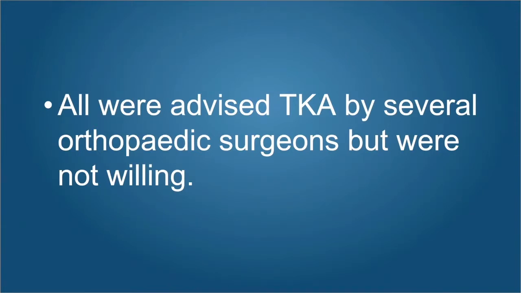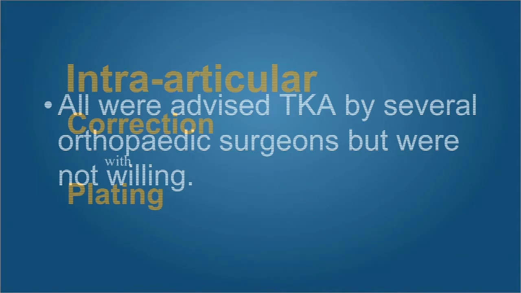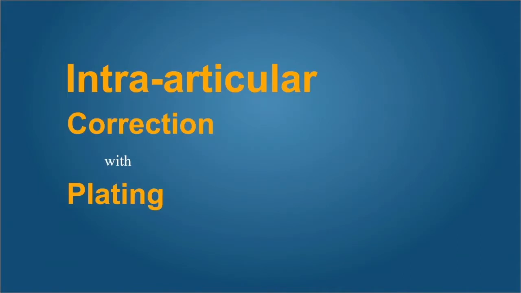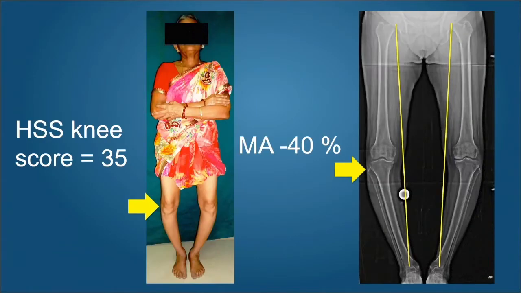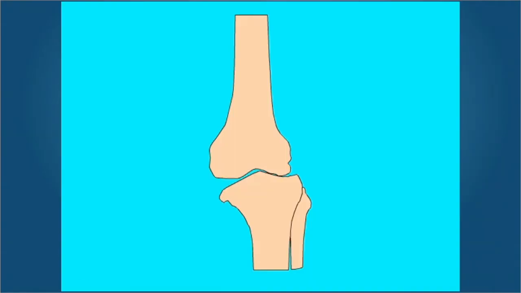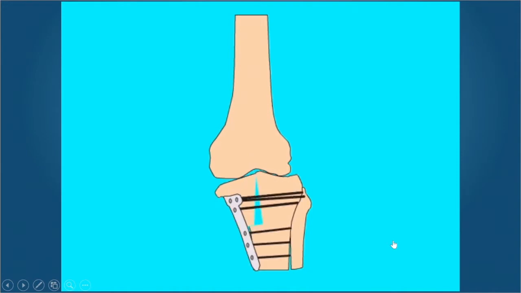So let me show you the intra-articular correction, which is fixed with a plate. This is a lady with a pretty large varus deformity. HSS score of 35, mechanical axis is at minus 40%. This is a large JLCA. So hopefully the animation will run. This is an exaggerated view to show you how we perform the intra-articular osteotomy, elevate the medial condyle, and having fixed it, now the teeter or the mediolateral laxity reduces significantly.